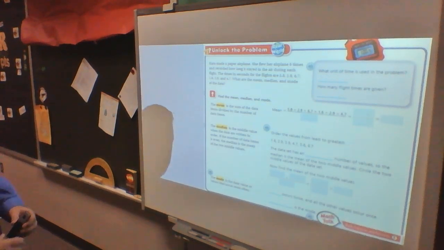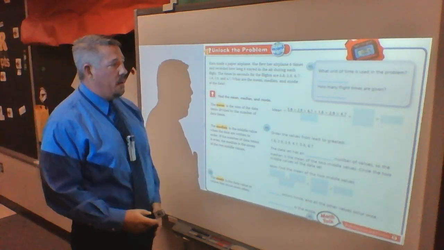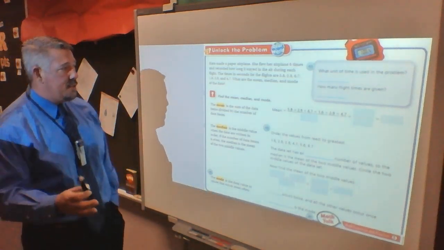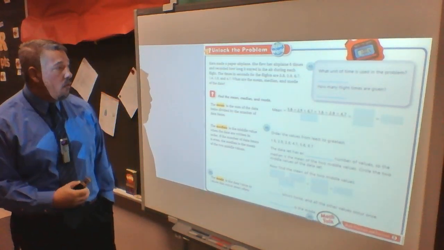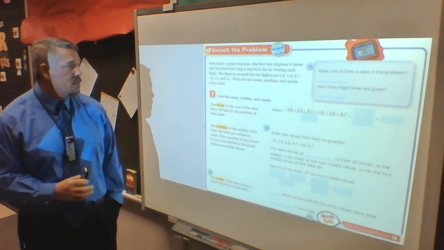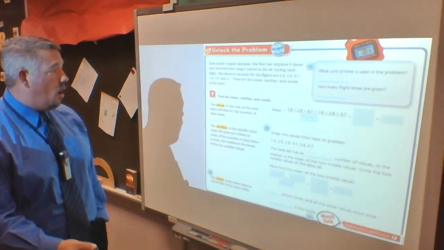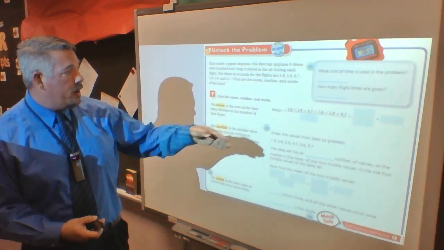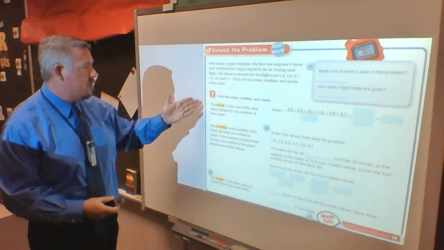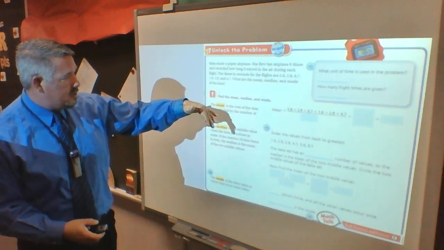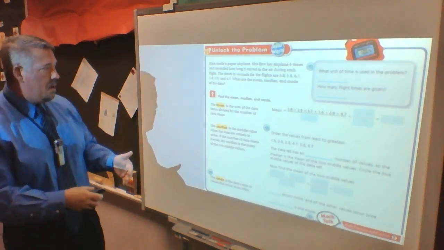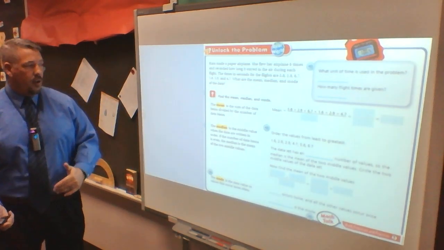It says, Kara made a paper airplane. She flew her airplane 6 times and recorded how long it stayed in the air during each flight. The times in seconds for the flights are 5.8, 2.9, 6.7, 1.6, 2.9, 4.7. What are the mean, the median, and the mode of the data?